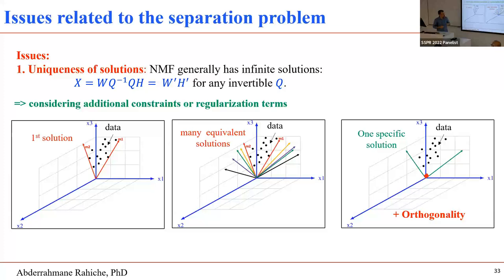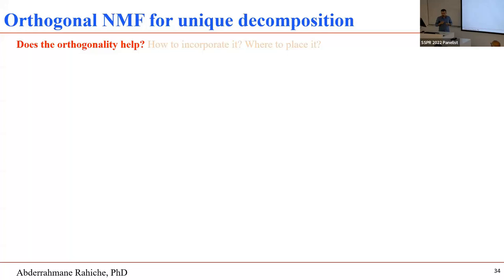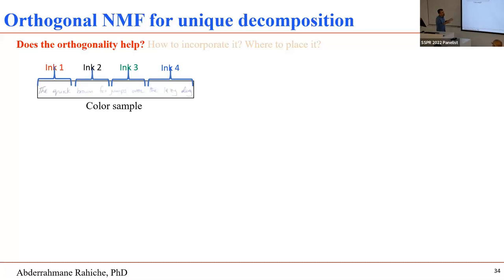For the orthogonality, we are looking for axes that are orthogonal, and with this condition we can get rid of all the remaining solutions. So why the orthogonality? Because it is physically appealing, it improves the clustering properties of the model, and sometimes it improves the computational time complexity of the model. So this is from the theory point of view.